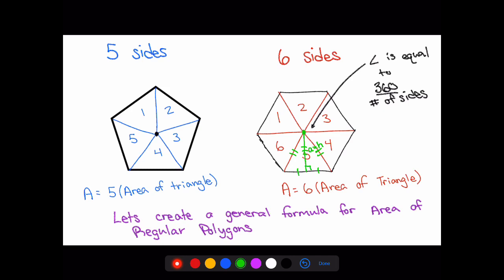Now from here, it doesn't really matter which side it goes to, so the apothem could also be over here for triangle 1. I could draw it to any side length as long as it intersects at the midpoint, and of course, the center of the polygon. So that's what an apothem is. It's our height.